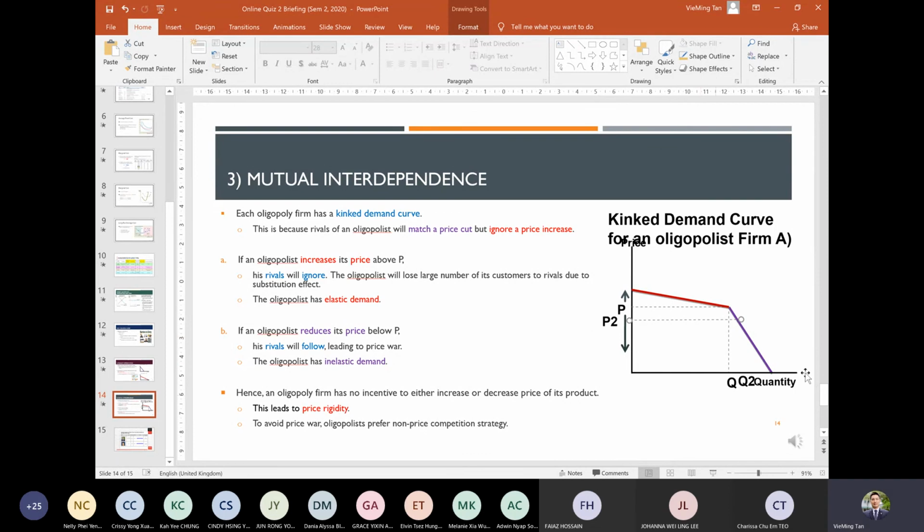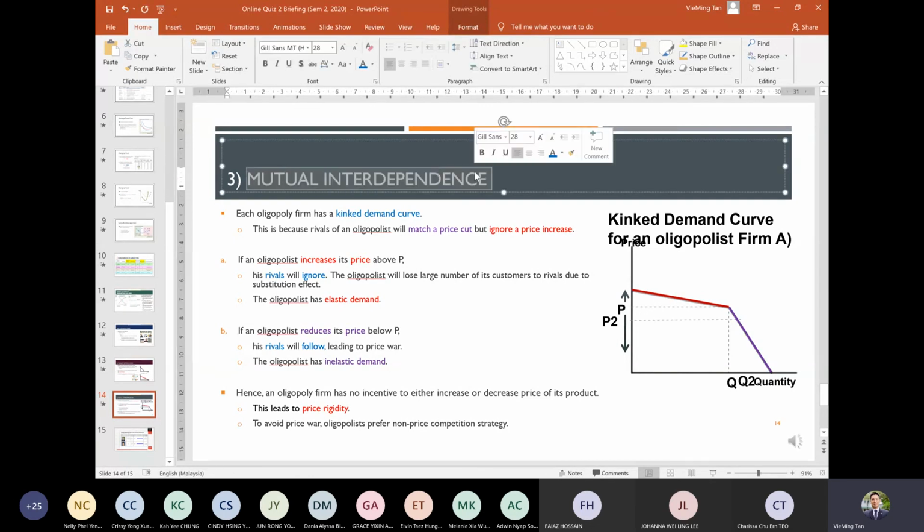And this gives a kinked demand curve. So overall, it's due to the mutual interdependence in the oligopoly market.